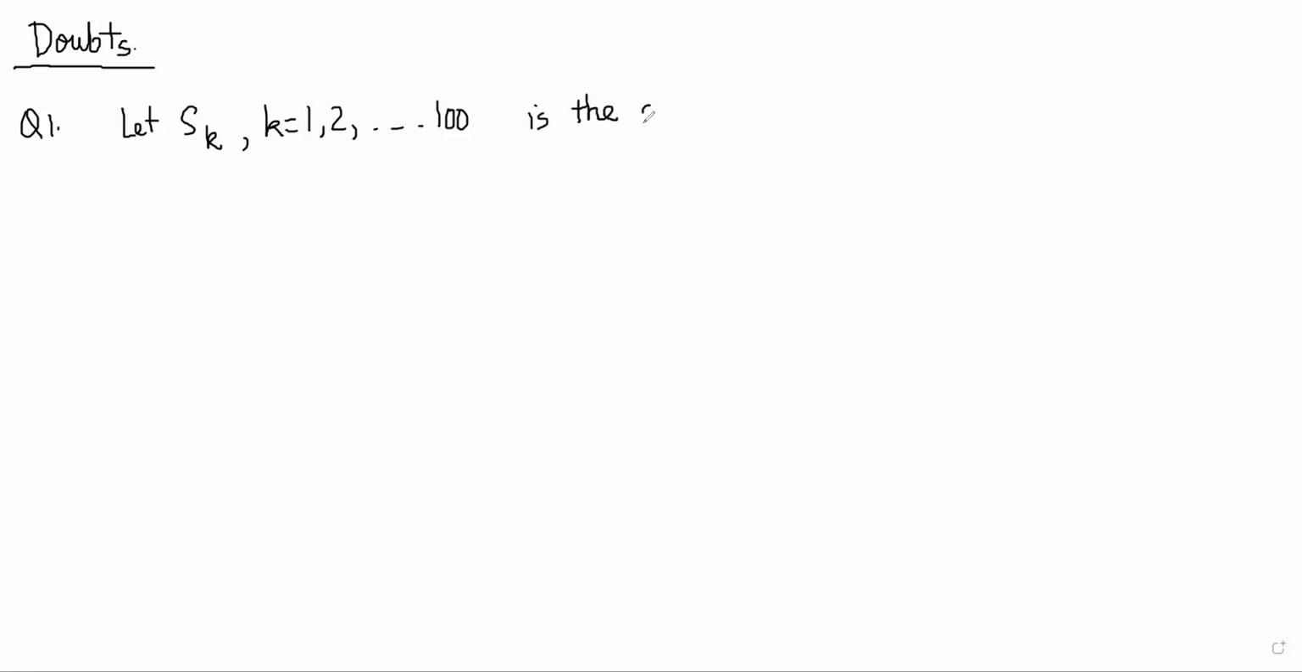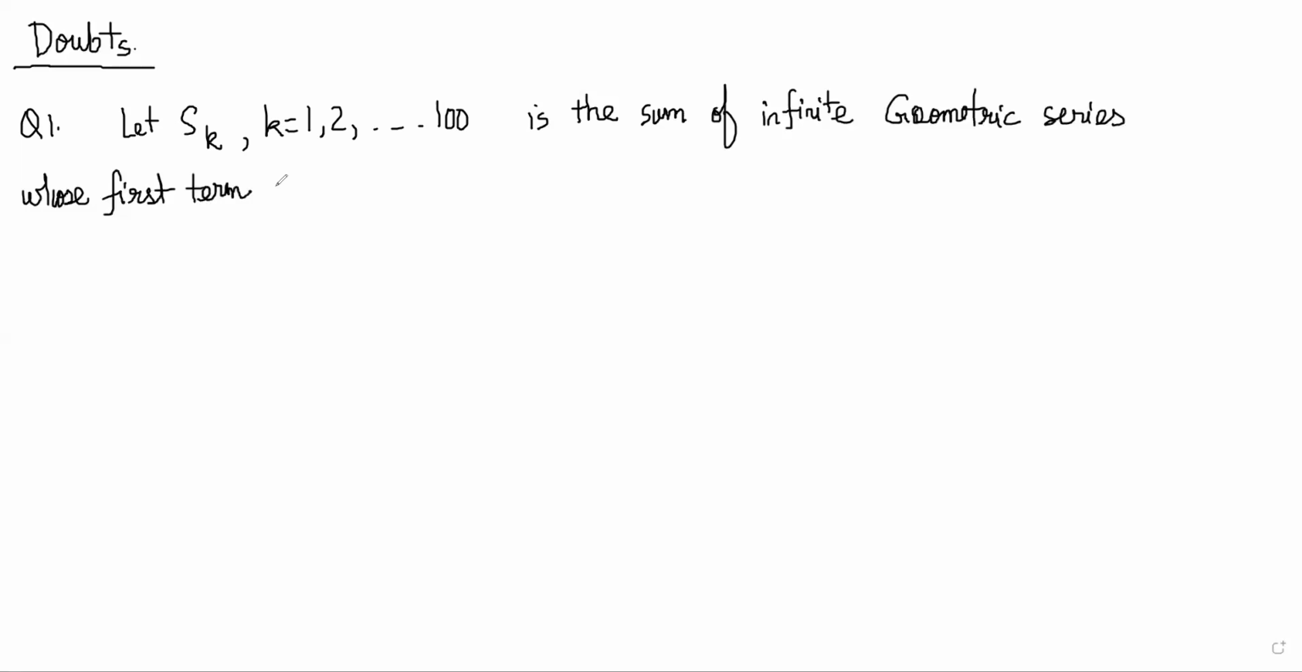Here is the sum of the infinite geometric series. Sum of infinite geometric series whose first term is, what is the first term? 1 by k factorial. So 1 second, let me just check. Sir, it's k minus 1 by k factorial.